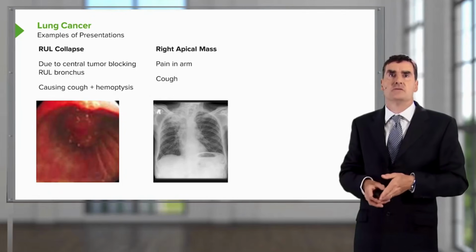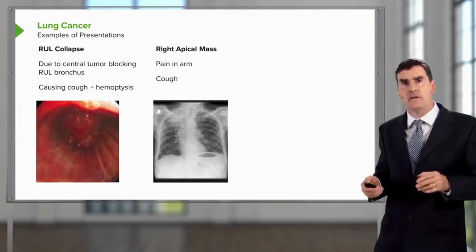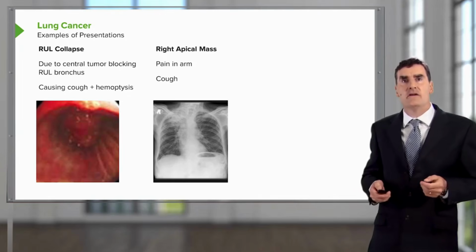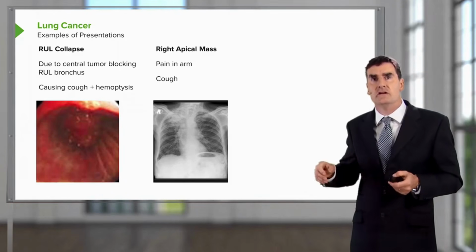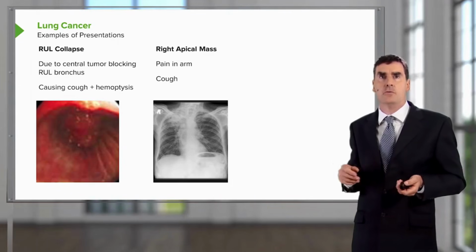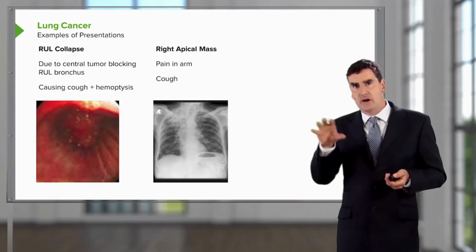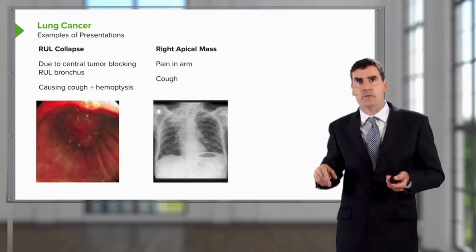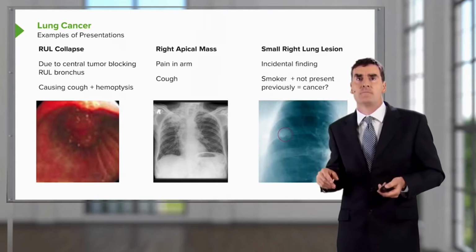This next patient presents with pain in the arm, and the reason why they've got pain in the arm is that they have an apical tumor which is eroding into the brachial plexus, which is a so-called Pancoast tumor. So that's quite a different presentation, although it's still an upper lobe tumor on the right-hand side.